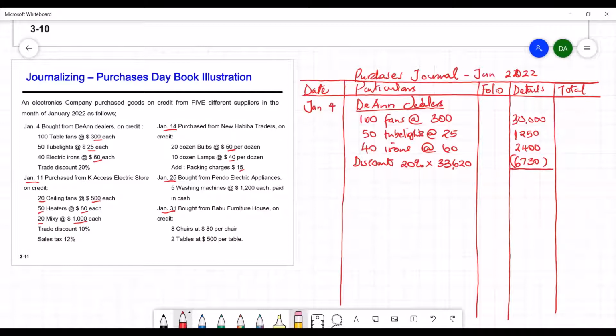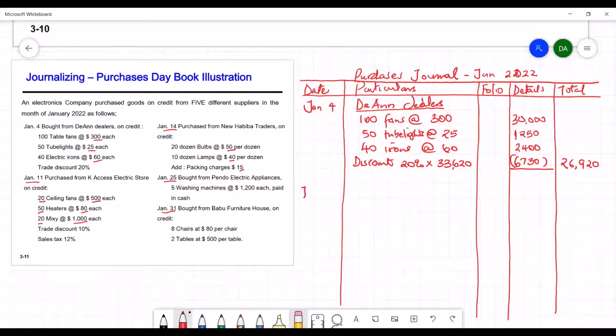Now, after getting the discount, we need to subtract the discount from the total, 33,650 minus 6,730. And that should give us a total of 26,920 as the net amount going forward.